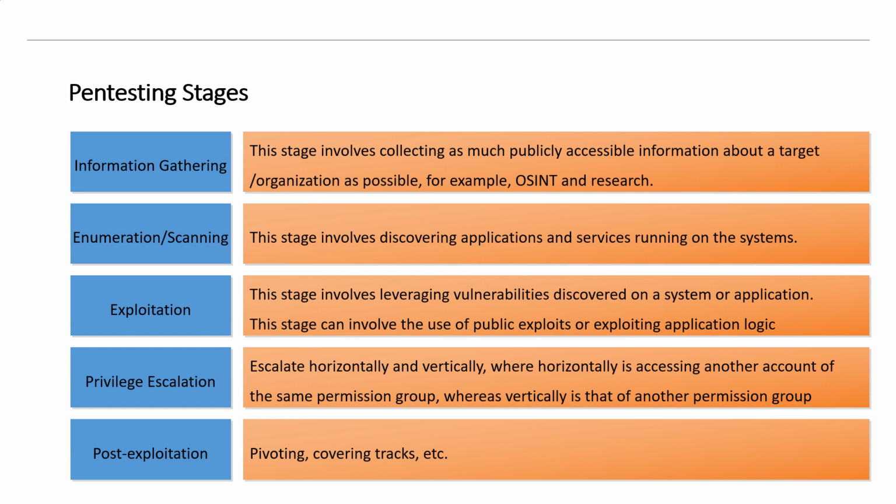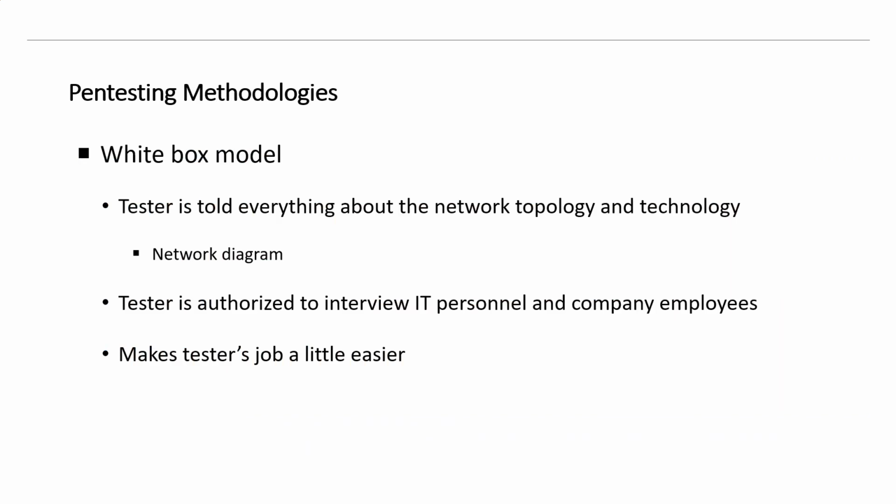And the last stage would be post-exploitation. For example, we will do some pivoting. So from this machine, we need to move to the next one. We can even control the whole of the target network. And also we need to cover our traces, so as to prevent yourself from being discovered by the blue team, okay?